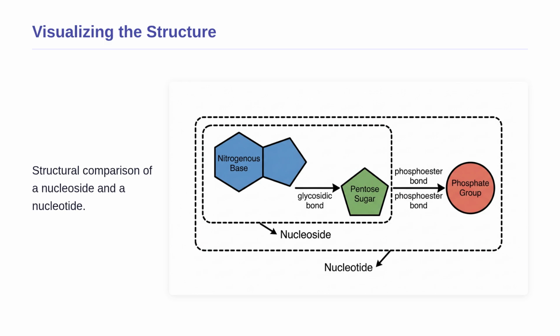Let us look at a visual representation to make this crystal clear. On the screen, you can see the distinct parts we just discussed. Notice the nitrogenous base connected to the pentose sugar. This connection is called a glycosidic bond, and together, they form the nucleoside, outlined by the dashed box. Then, look at the phosphate group attached to the sugar via a phosphoester bond. Once that phosphate is attached, the entire three-part structure becomes a complete nucleotide. This diagram perfectly captures the modular, block-like nature of these molecules.